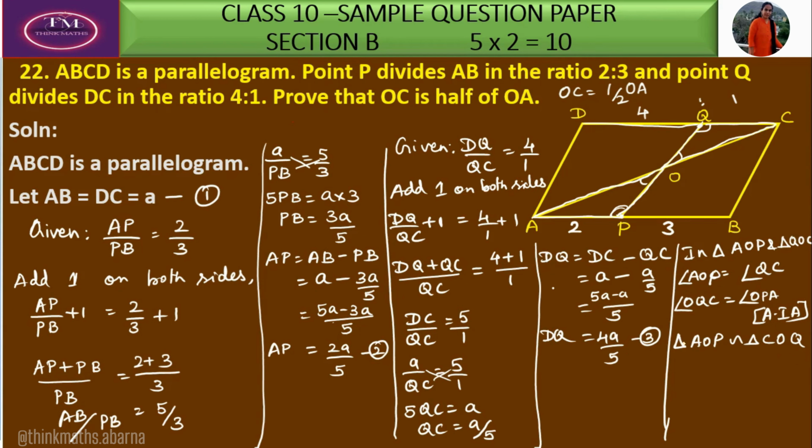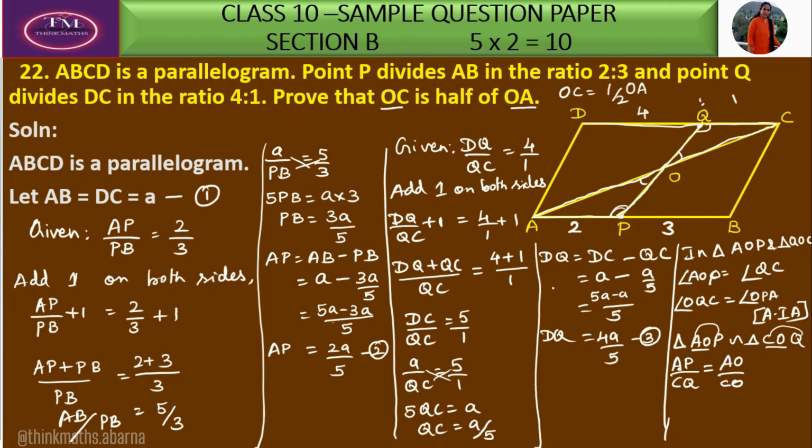Then what will happen? Their corresponding sides will be proportional. If two triangles are similar, their corresponding sides will be proportional. So let me take AP. So AP by, I took 1 and third place. In the same way, I should take CQ. So AP by CQ will be equal to, which one next can we take? We need OC and OA. So we can take AO and CO. So AP by CQ is equal to AO by CO.